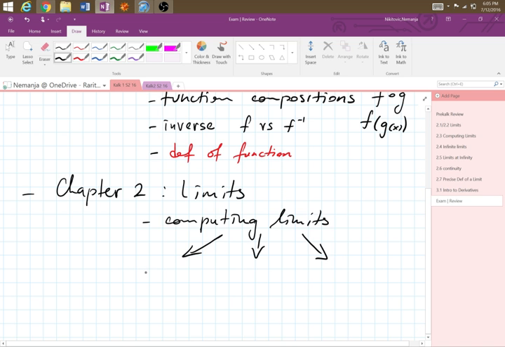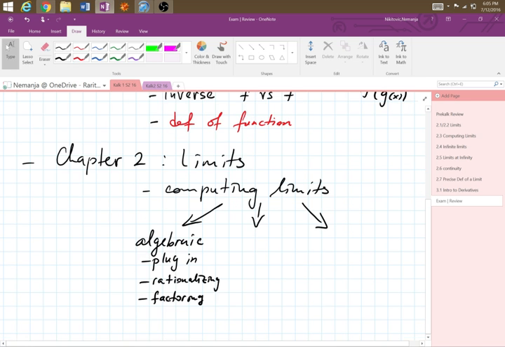Algebraic, which is plug-in. What else is under algebraic? We have rationalizing, right? We have factoring, eventually canceling. All of this stuff is in 2.3, right? All of it.